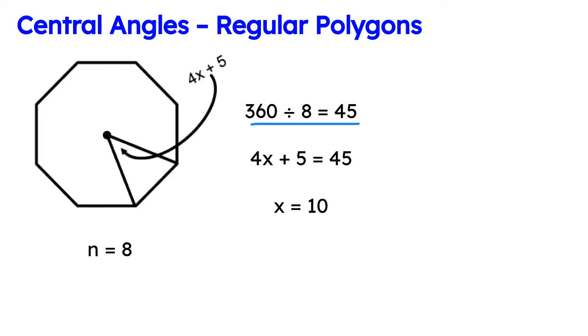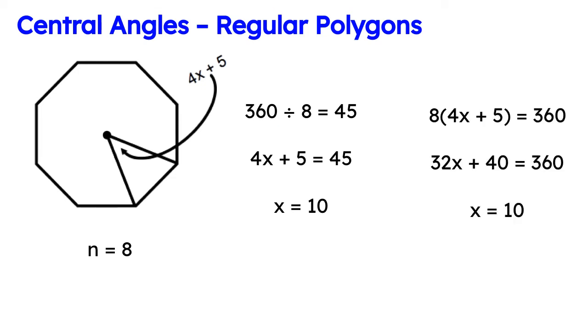A second option would look like this, where instead you take those 8 angles that you've got at the center. 8 is the number of sides, and it's also the number of central angles, and you could multiply that by 4x plus 5. You would just want to do the entire sum. So you'd want to make sure that you use 360 and use the entire central angle sum this time. So if you distribute, 8 times 4x is 32x, and 8 times 5 is 40. If you solve that, you also get 10. So the key idea is that the central angle sum for any type of polygon is 360 degrees.